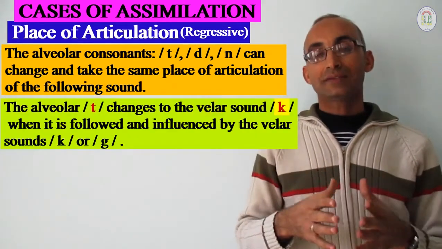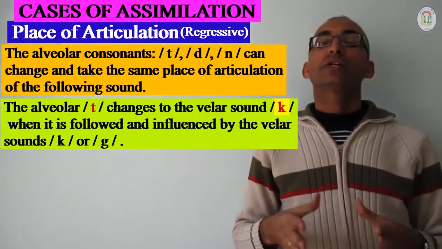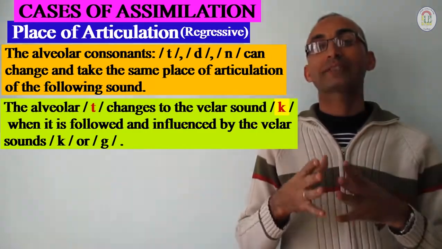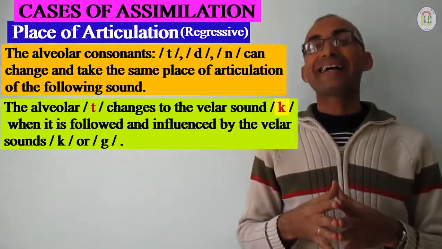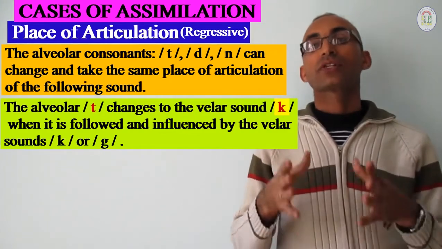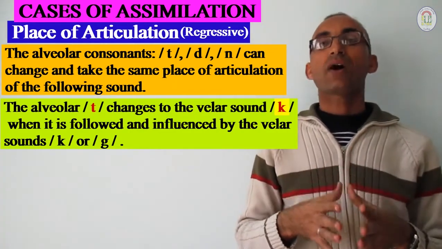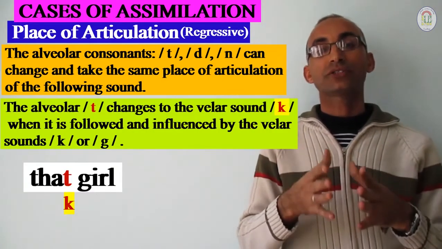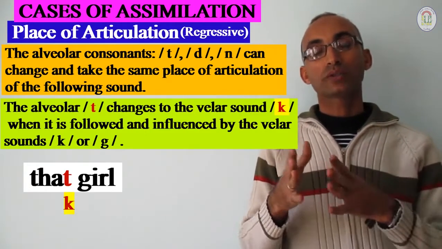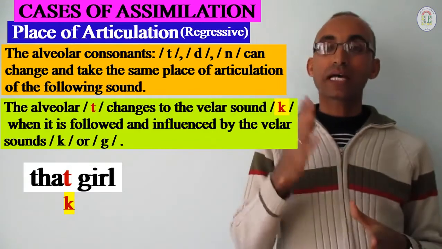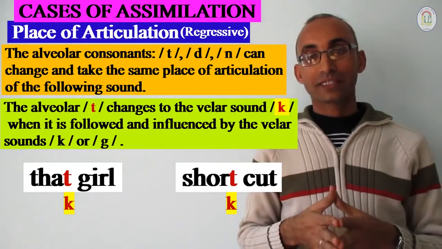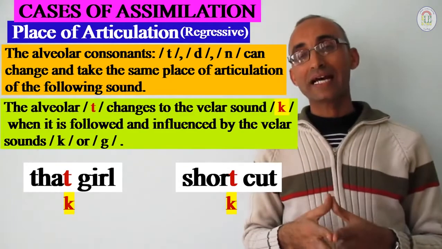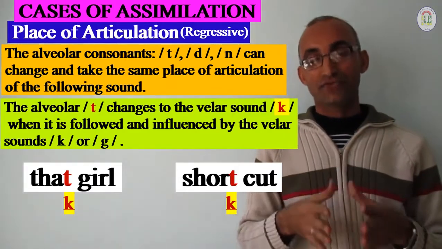Also, the ta can change to the velar sound ka when it is followed and influenced by the velar consonants ka or ga. Like in that girl, so ta turns into ka. Why? Because it is followed and influenced by ga. Also for shortcut, here also the ta is followed and influenced by the velar sound ka. That's why it becomes ka itself.